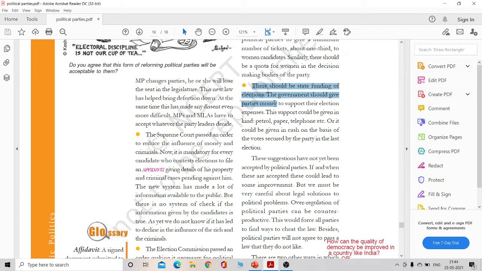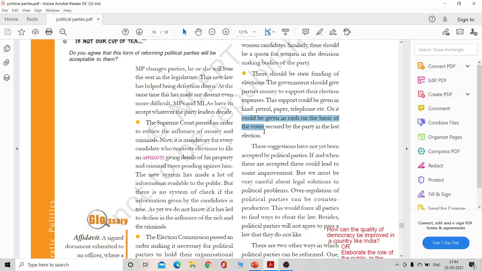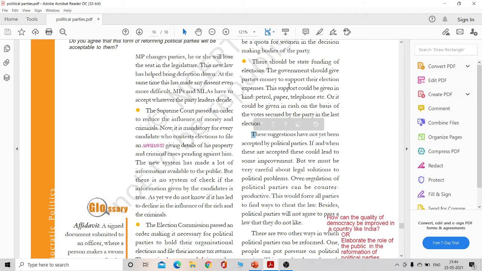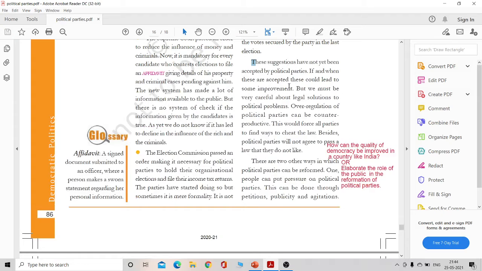Then there should be state funding. So the government should give parties money to support the election expenses, and the support could be given in kind, right? Or it could be given in cash on the basis of the votes secured by the party, right? So these suggestions are the ways in which the challenges that political parties face can be reformed, right?